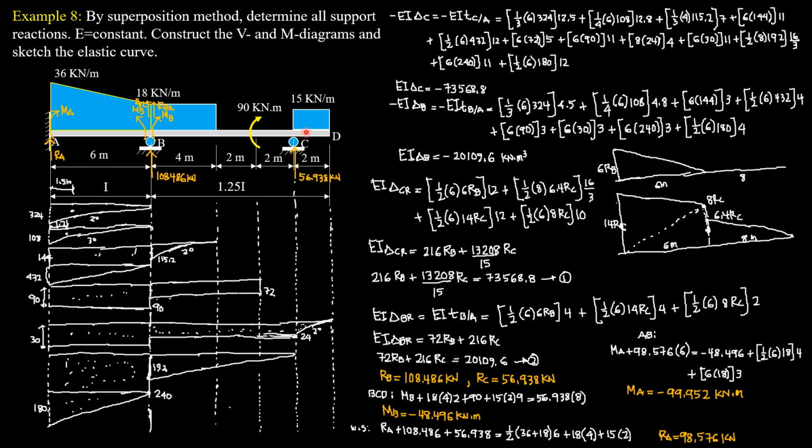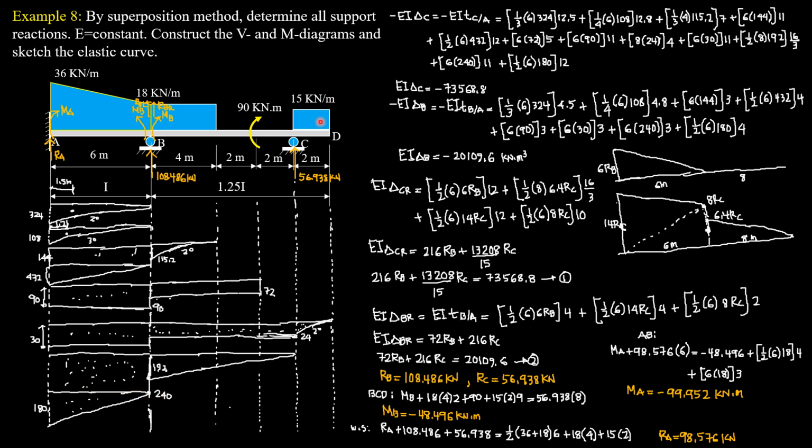Then 15 times 2 is 30. Imagine there is a 30 kilonewton load at C. 30 times 8 at B is supposedly 240. But because the moment of inertia is 1.25, 240 divided by 1.25 is 192. As it enters AB, that's why it goes back to the moment of 240, and this is extended.